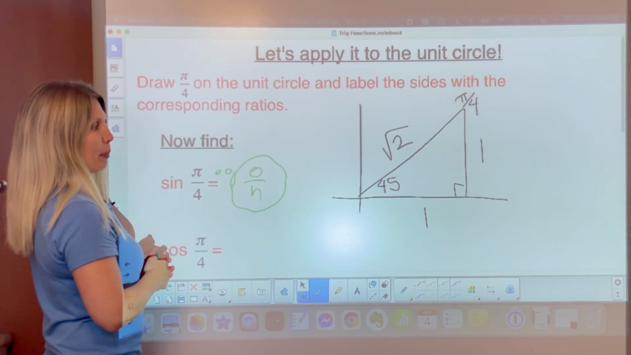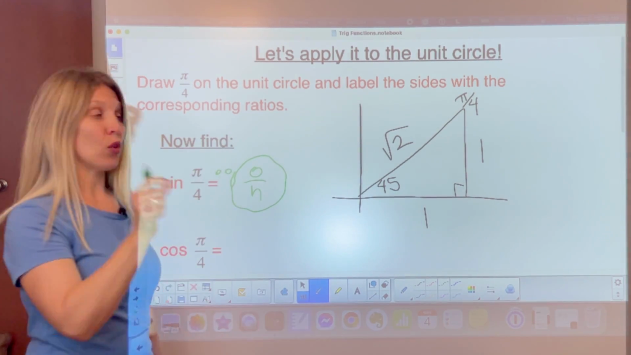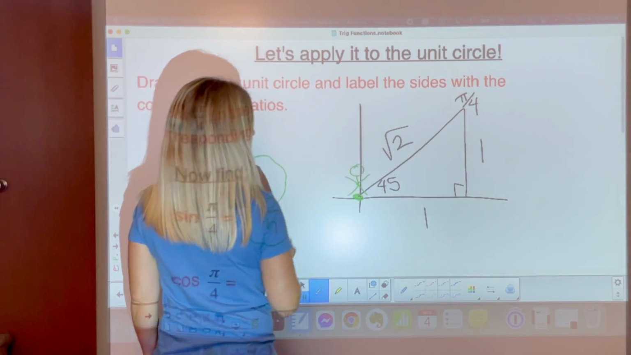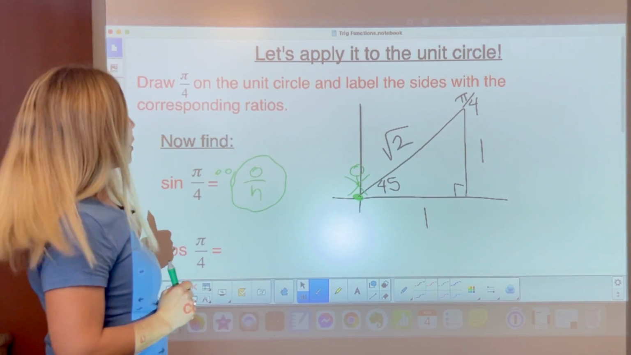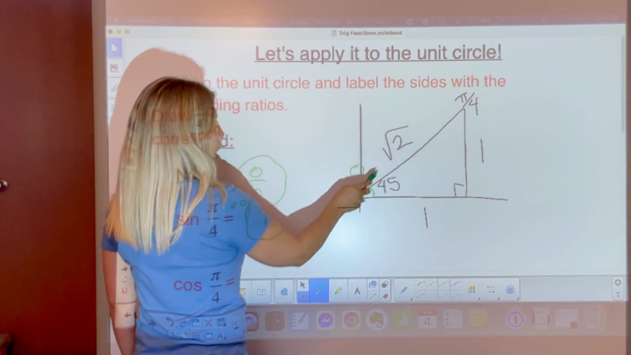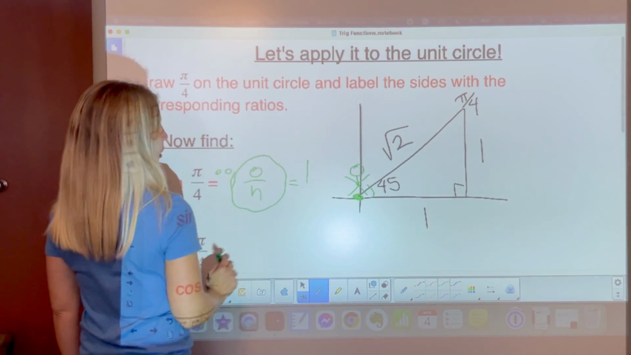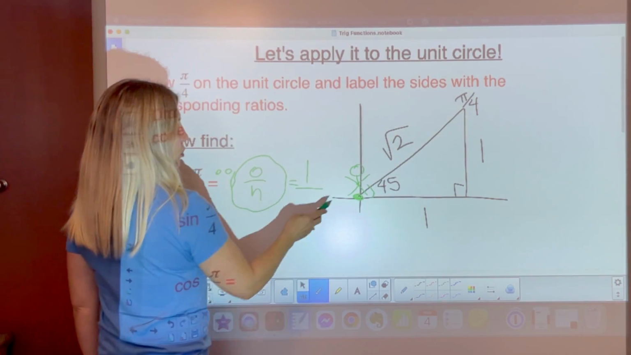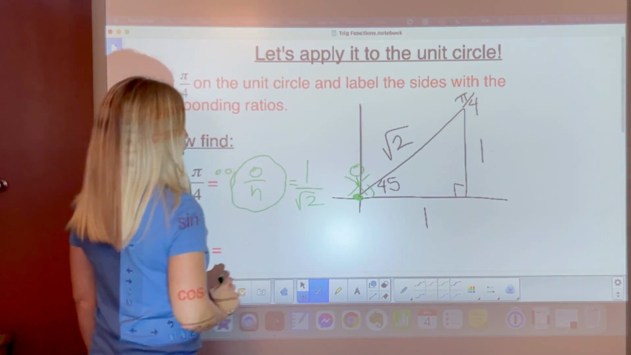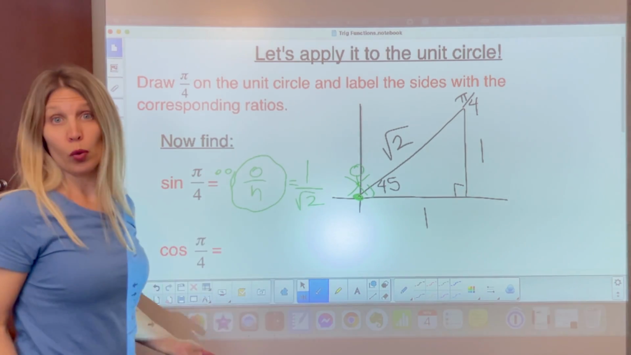So what is our opposite? You're like, opposite of what? You are always standing in the origin, okay? So this is where you're standing. This is you. You're feeling a little green today. And you're always standing here. So what is opposite of where you are? Right there, that 1. So your opposite is 1, and your hypotenuse. Well, you always know the hypotenuse is across from 90 degrees, so square root of 2. So for sine of pi over 4, your answer is 1 over square root of 2.